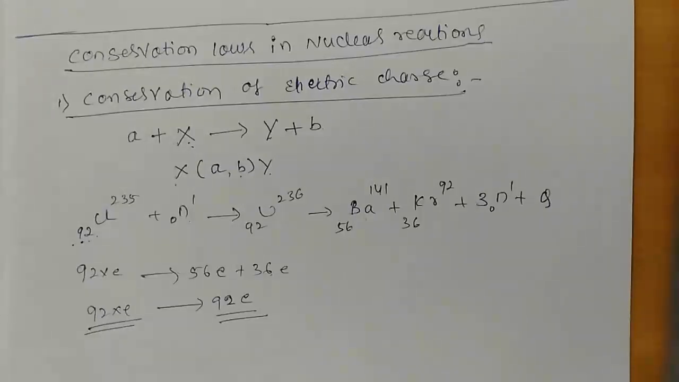So we have seen just the conservation of electric charge. Similarly, there are certain other physical quantities that are to be conserved. First we dealt with charge, and next we have energy, then linear momentum, then angular momentum, and conservation of mass number, and so on.